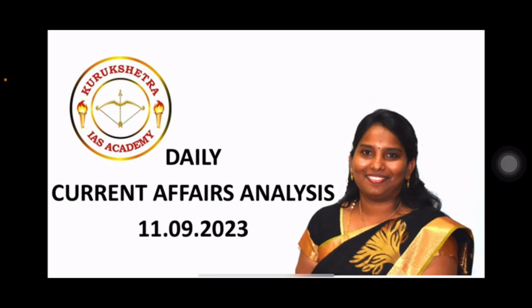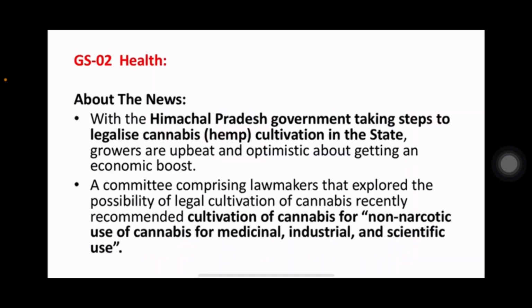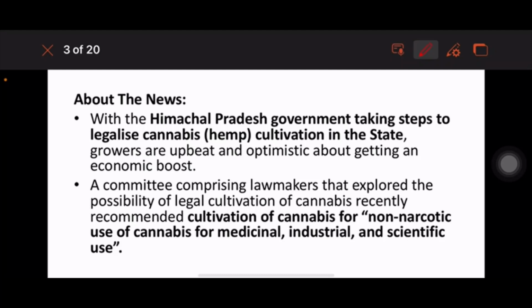Good morning, dear aspirant. Apple country gets ground ready for cannabis cultivation. That apple country is actually nothing but Himachal Pradesh. The government is taking steps to cultivate leaf cannabis, that is hemp. A committee has been formed to explore this legal cultivation, and the committee recommended cultivation of cannabis for non-narcotic use, that is for medicinal, industrial and scientific purposes.